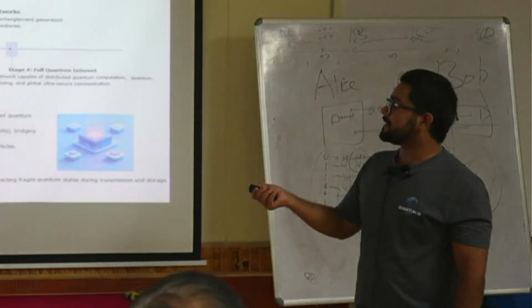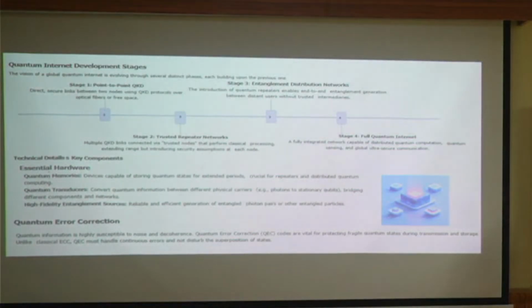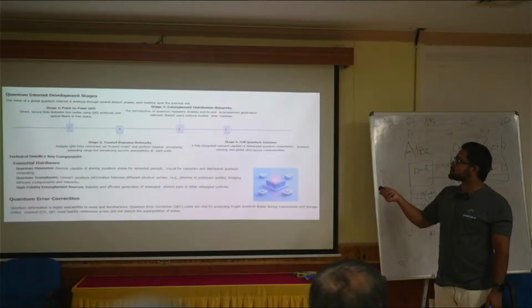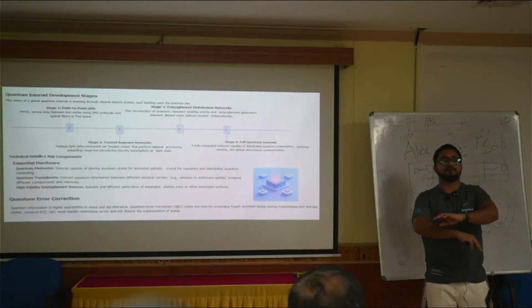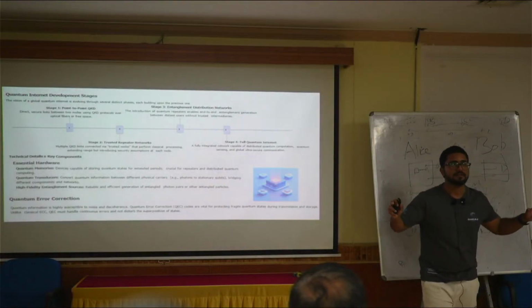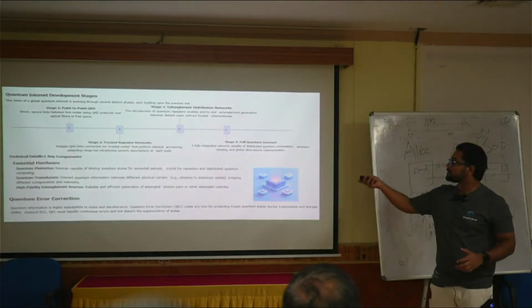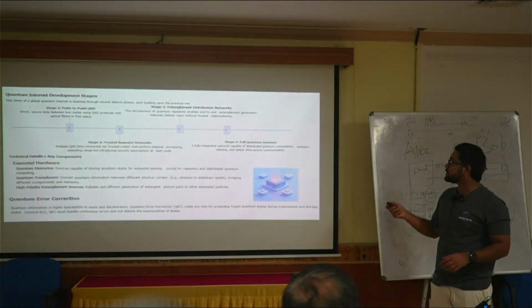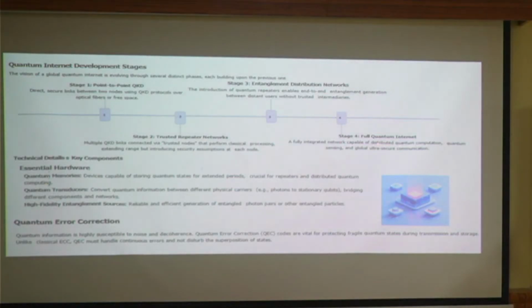Then trusted repeater. The previous slide we discussed was the repeater. So trusted repeater, and then entanglement distribution network. If you connect a whole number of quantum devices in a network, that will be called a quantum distribution network, and at the end you will get stage 4, which is a full quantum internet.